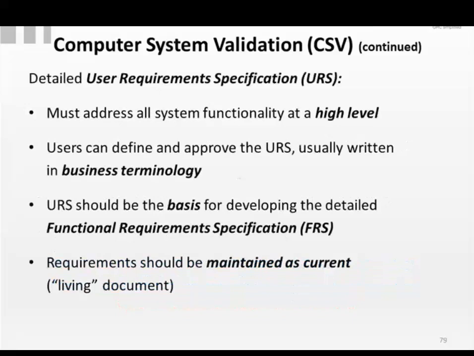Now, in the validation process, after a validation plan, you have the user requirement specification, users telling you what they want the system to do at a high level, in business terminology. That gets drilled down into a functional requirement specification, FRS, which is detailed, unique, and testable requirements for your system. This has to all be maintained, all of your validation documentation, as living documents.